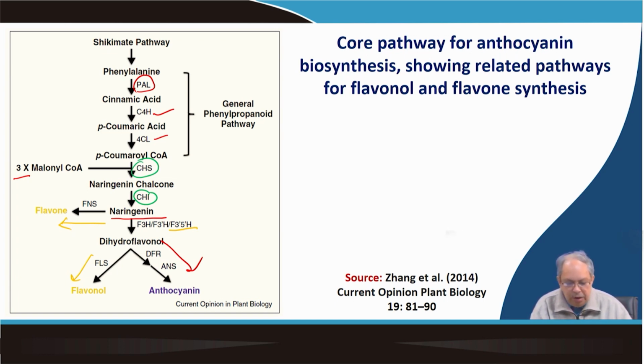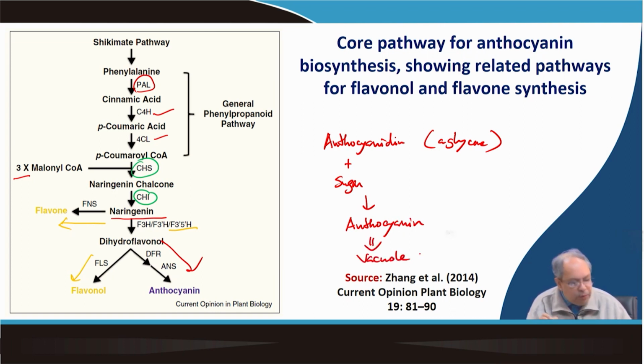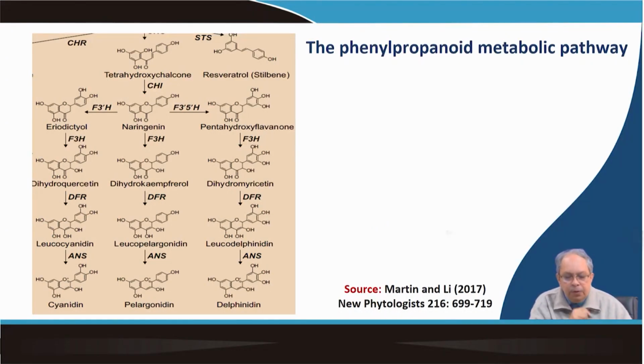The anthocyanidin and anthocyanin differ in that first comes anthocyanidin, which is basically an aglycone, whereas when anthocyanidin joins with sugar, it makes anthocyanin, and then it is basically stored in the vacuole. So, this is from the structural point of view.